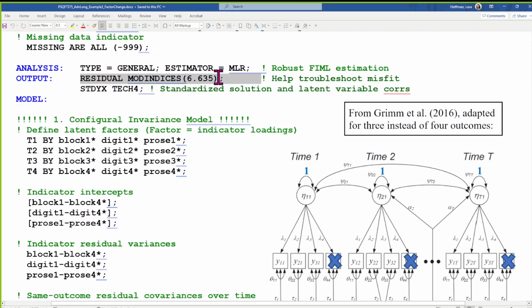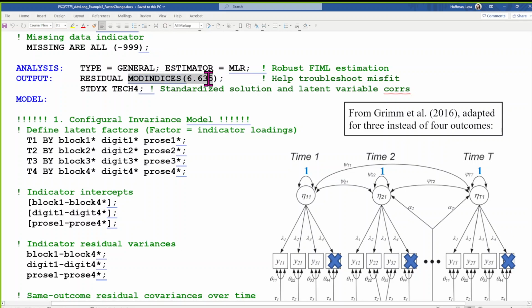Other things that I'm asking for in the output: residual is an option that tells us what the model says the predicted means, variances, and covariances should be according to my model, and what the discrepancy is in each of those relative to what they are in the data. So it's a way that, if there are parts of my model that don't fit well, this helps me clue in as to where the mismatch is between the data and the model.